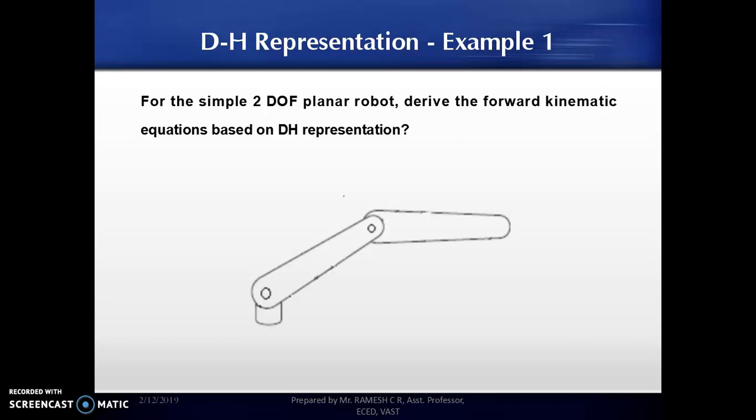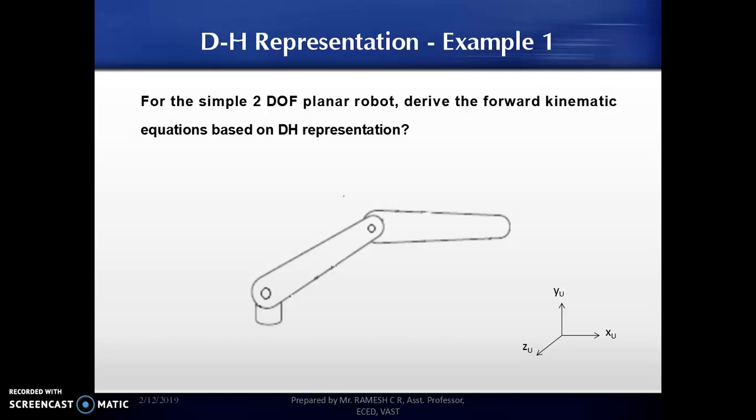In order to start with the DH representation, let us recall the previous classes where we have seen that the basic step for starting with DH representation is to identify the joints. So in this given example, we will be starting with that. Then once the joints are identified, we need to identify the links. Then we need to assign the x and z axes for each of the joints. Then we need to start with one of the joints with respect to the reference.